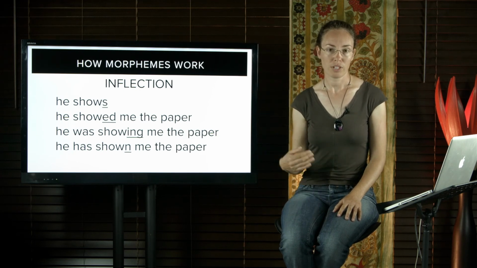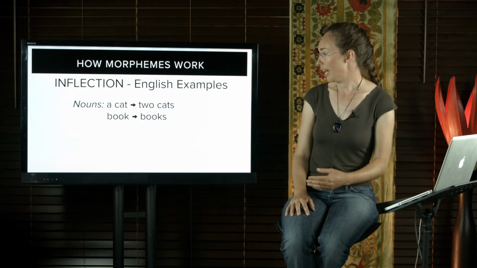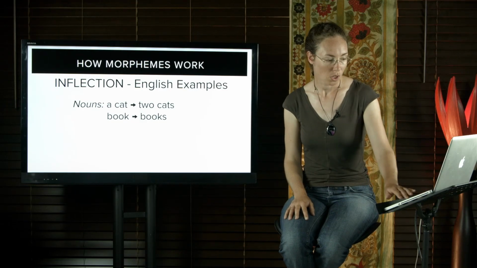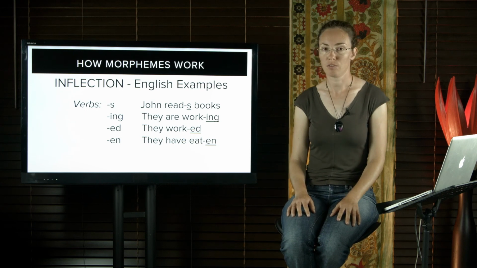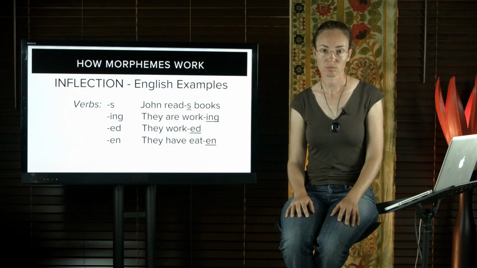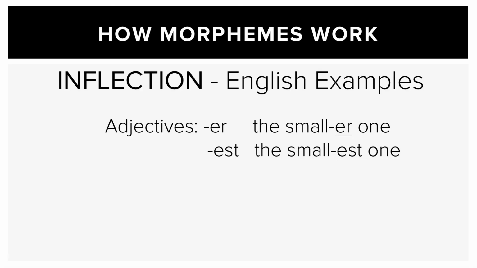Some examples of inflectional morphemes on other types of word classes in English are nouns, so we can have a cat but two cats, a book or books. We can also have inflection in verbs, so John reads books, ing, they are working, ed, they worked, and en, they have eaten. Also for adjectives, so we can add er, the smaller one, or est, the smallest one.